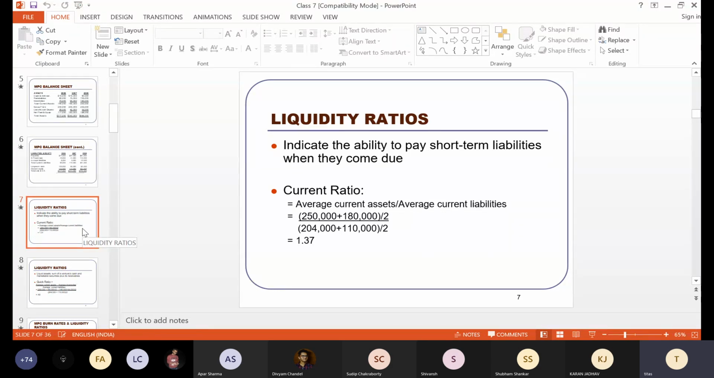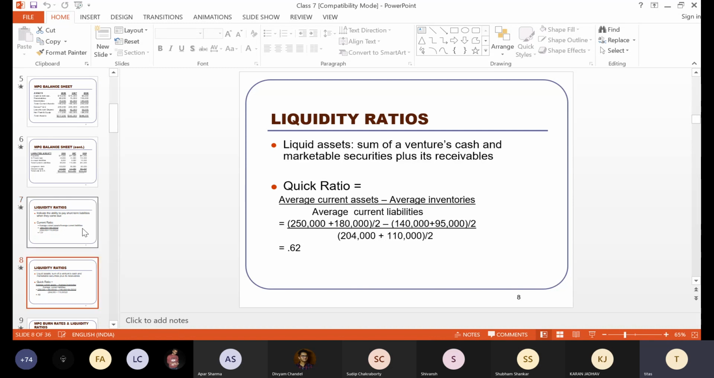So you need to look at the source of that huge current asset. Is it because of huge inventory or huge receivables? That is the point we found in the last example that we did today. So in that case, maybe you also need to manage your current assets properly. So high liquidity is also not good. Low liquidity is also not good.